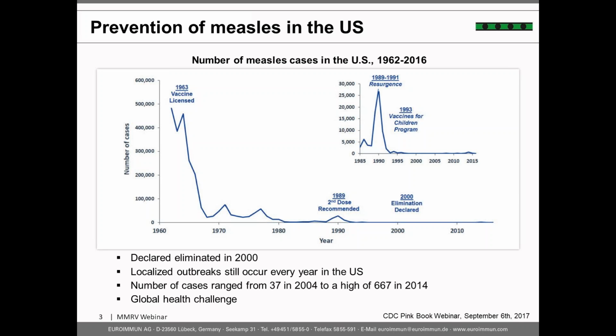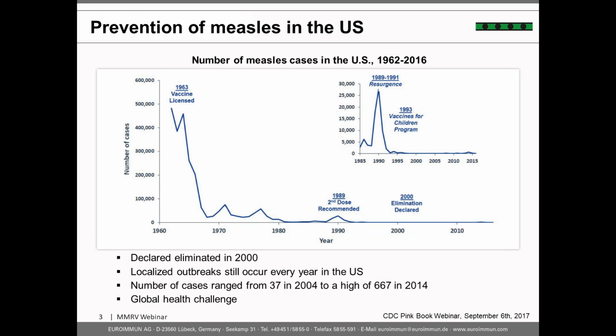also leading to a recommendation for a second shot of the vaccine, which certainly contributed to the fact that in 2000, the disease was declared eliminated. However, there are still some localized outbreaks throughout the United States, ranging, for instance, from 37 cases in 2004 to as high as 667 cases in 2014.